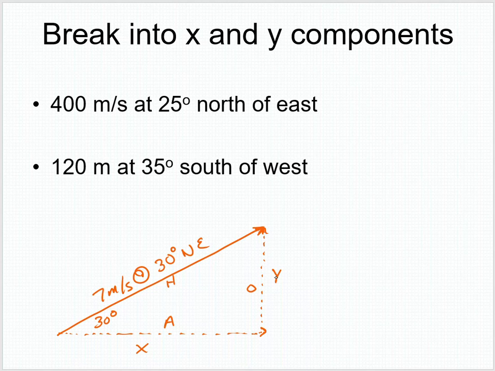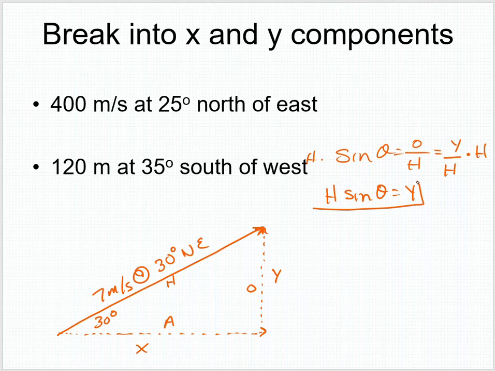Well, if I use my trig ratios, opposite given the hypotenuse is the sine function. Sine theta equals opposite over hypotenuse. I'm going to change opposite to y because that's what I want. If I multiply both sides by h, we get h, or the hypotenuse, times the sine of theta equals our y component. That's very important. So in this case, our hypotenuse is 7. 7 sine of 30 equals our y component.